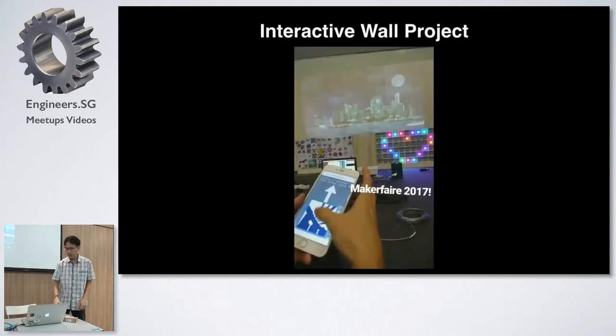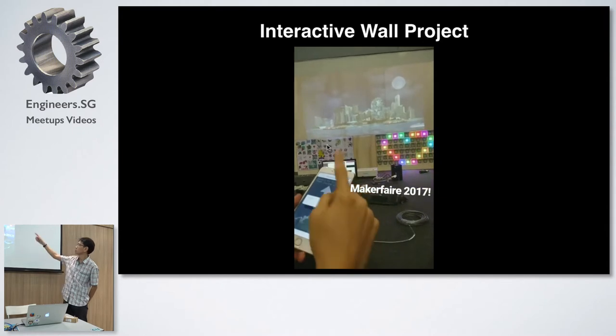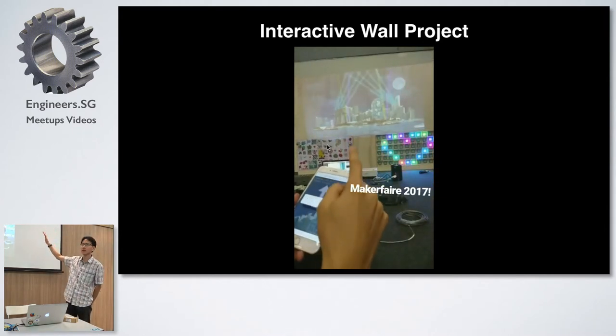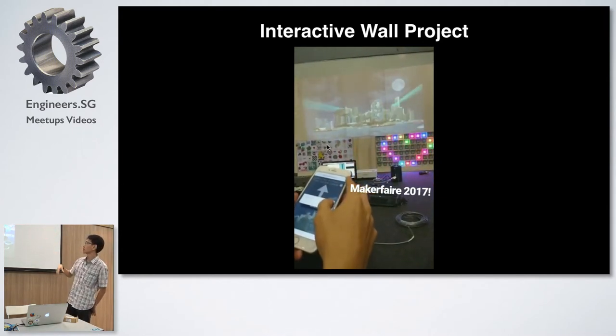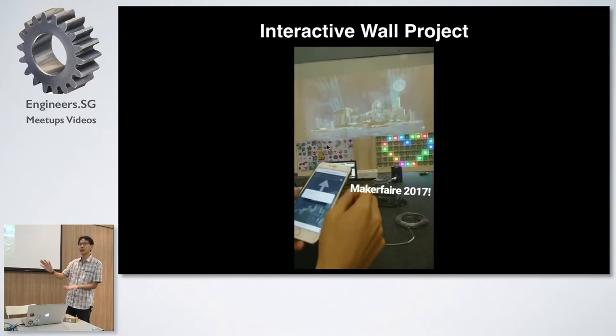Okay, short video. So we made it, it's just a website. You just go to a website, and we are actually able to do this. So light show, swipe up, you see a light show appear. So the audience can actually do it from their smartphone.